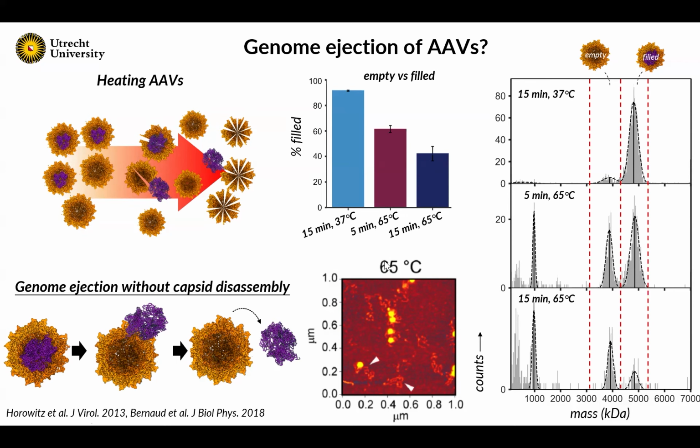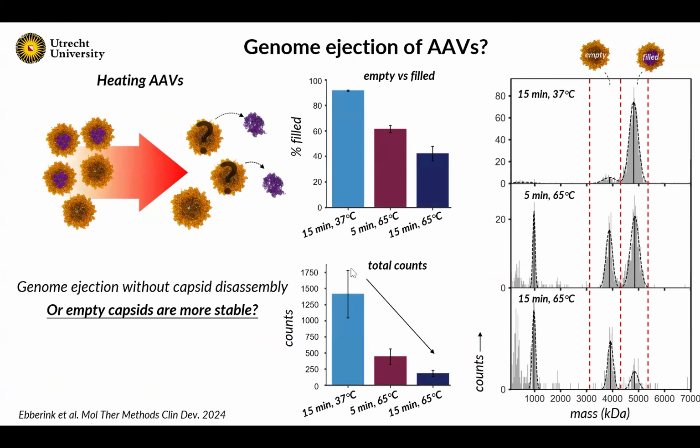So here is another AFM image of another experiment where AAVs were incubated at 65 degrees. And indeed, also here we see genomes that are released and then still some capsids that are present. However, if we look at the total number of AAVs that we measure following heating, that also dramatically drops. So here we see the total amount of AAV that we count in a measurement. And after heating the sample, the number of AAVs that we detect drops dramatically after 5 minutes, and after 15 minutes, it even drops a little bit further.